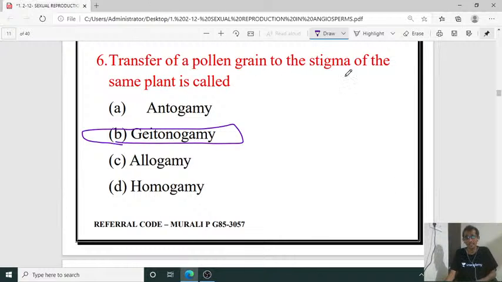Transfer of pollen grain to the stigma of the same flower is called autogamy, self-pollination. Under cross-pollination, there are Geitonogamy and Xenogamy. Geitonogamy refers to transfer of pollen grain to the stigma of a flower present on the same plant. Xenogamy refers to transfer of pollen grain to the stigma of a flower present on a different plant. So the right answer for the 6th one is B. We should know three major terms: autogamy, Geitonogamy, and Xenogamy. Okay.